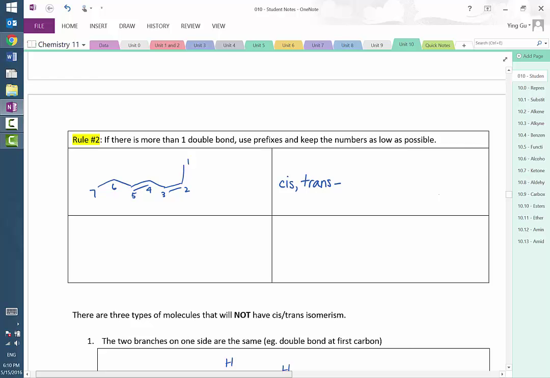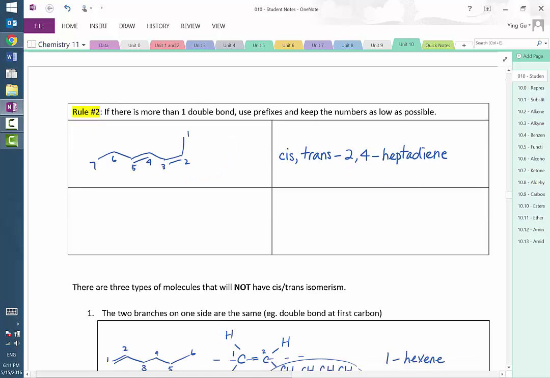Then we write down our numbers. It's going to be 2, 4, where they first appear. And this is a 7 carbon chain. This is going to be heptene, except there's two double bonds. So we use our prefixes just like we use them for our two branches of the same type. This is heptadiene. The prefix di is appearing right before the ene to say that there's two of the double bonds. Okay, those prefixes always appear right before the thing that they apply to.